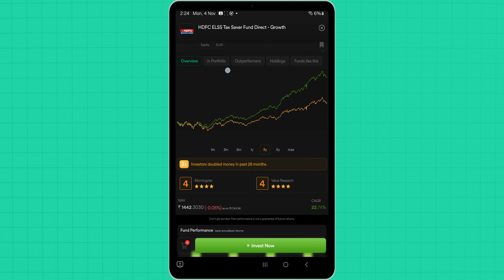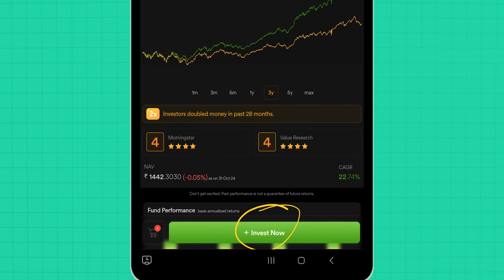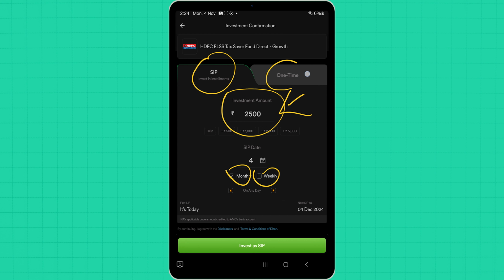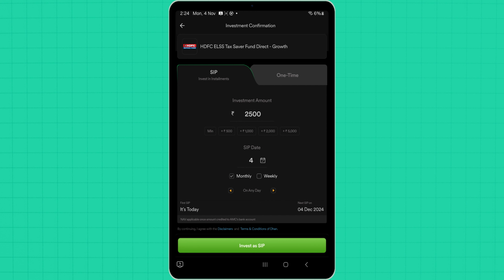Now, if I want to buy this fund, if I'm happy with it, there is an invest now button over here. And there are 2 options that I get. One is to start a SIP in it to put a fixed amount either monthly or weekly, and I can then plan my tax saving investments for the whole year, or I can do a one-time investment. I have a detailed video on how to do SIP, but let's look at a one-time investment on ELSS.